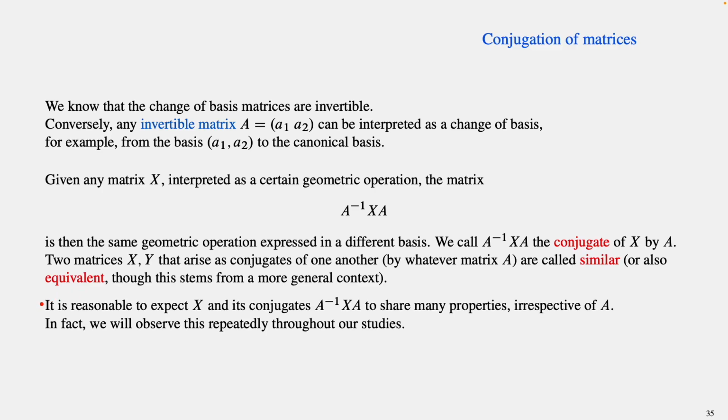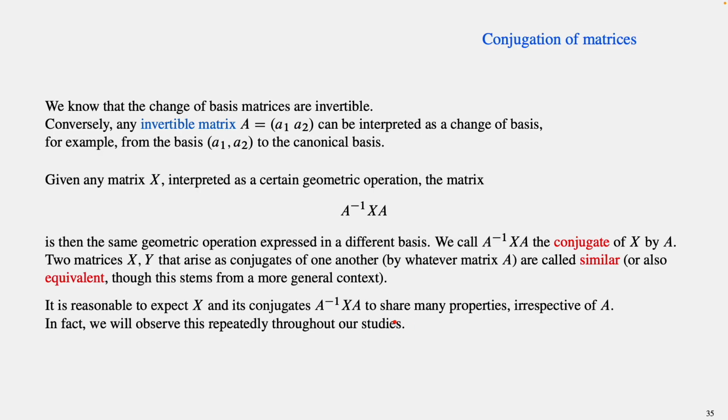And it's reasonable to expect that X and its conjugates share many properties because they describe, as I said, the same geometric operations. So if they describe the same geometric operation but just in different coordinate systems, then there should be properties that are intrinsic to this geometric operation, where the basis representation is not relevant. So they should be shared between X and all of its conjugate matrices. And no matter which conjugate it is, so if we use different matrices A to conjugate X, then these properties should be preserved. And this is something we will observe repeatedly throughout our studies.